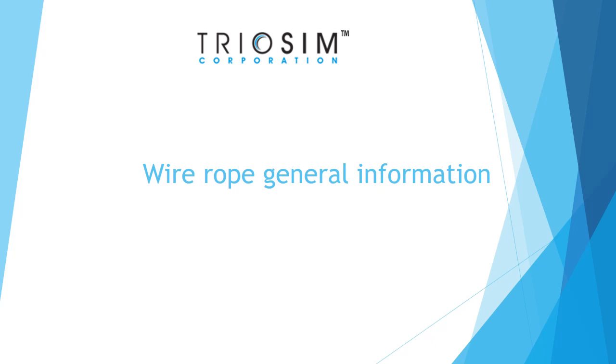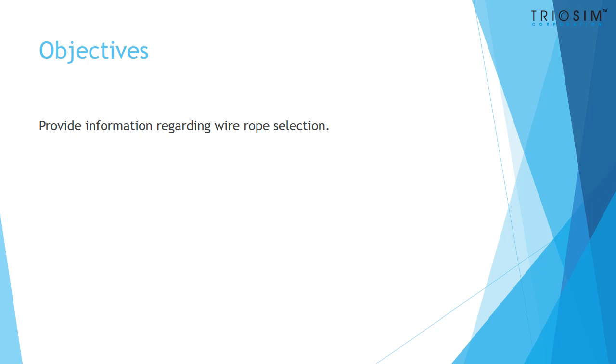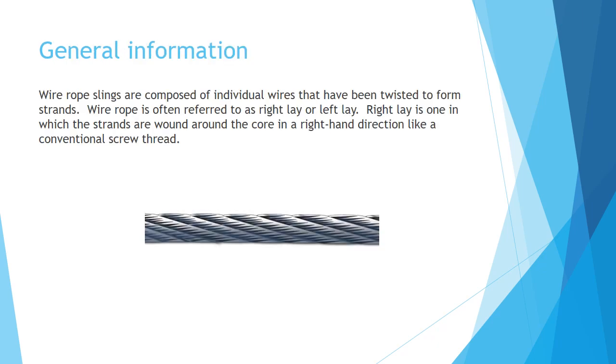Wire rope general information. Objectives: provide information regarding wire rope selection. General information. Wire rope slings are composed of individual wires that have been twisted to form strands.